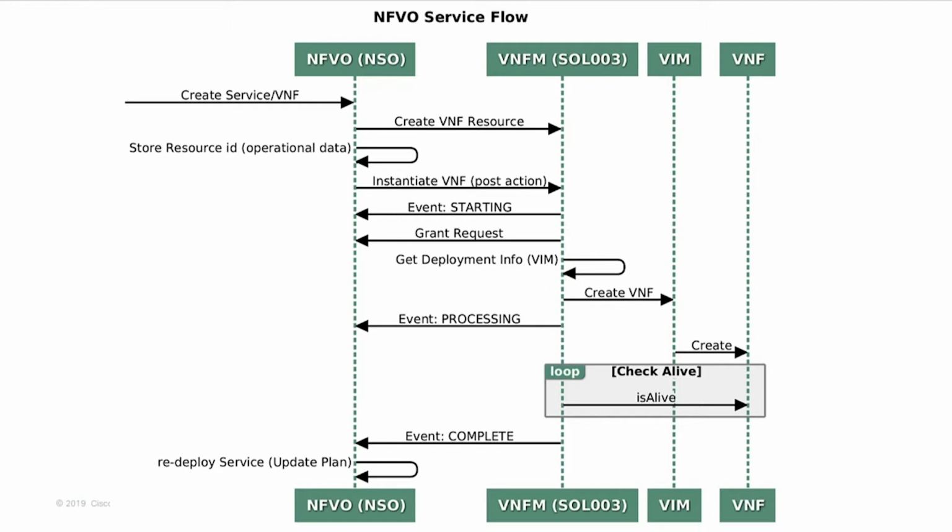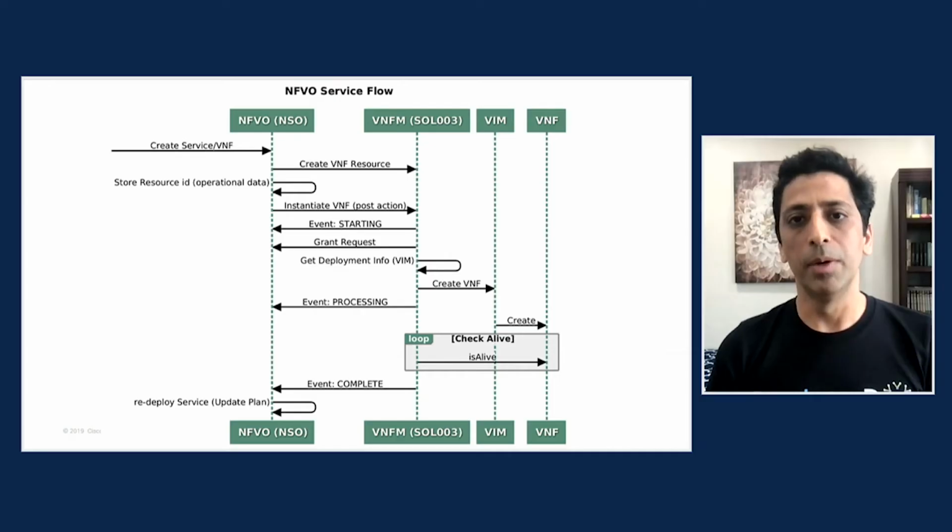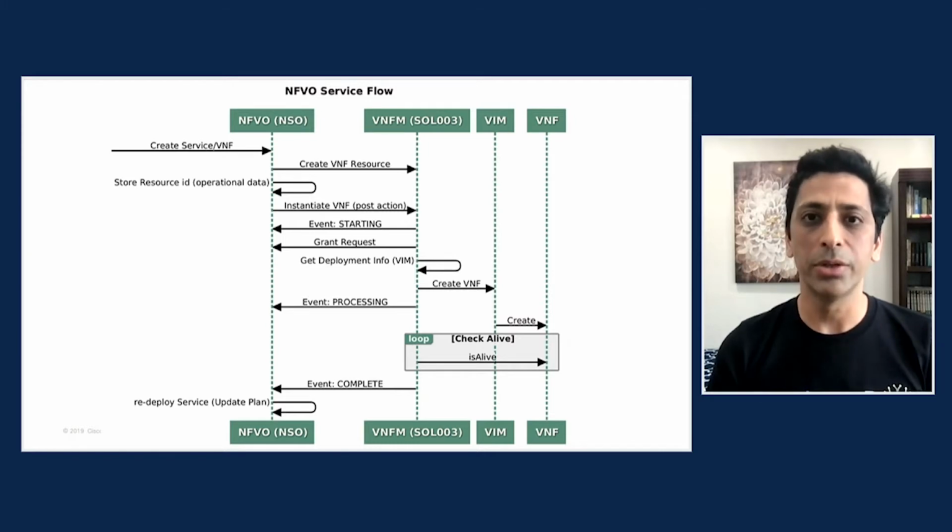NFVO would kickstart creation of the VNF resource on the VNFM. The VNFM would respond back with the resource ID, and the NFVO service would redeploy and kickstart instantiation of the VNF on the VNFM. Upon receipt of the instantiation request, the VNFM would acknowledge it with a starting notification. Followed by that, it will issue a grant request to understand where to deploy this VNF, or which VIM to deploy it on.